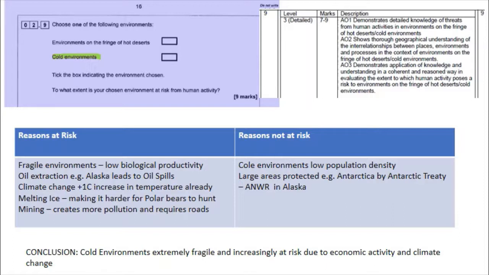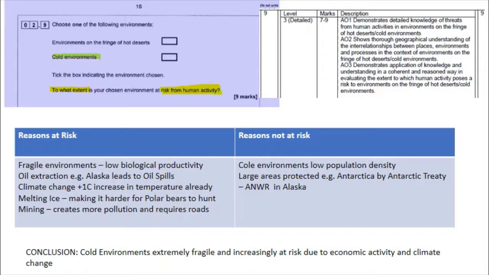And it's really important with these questions that you unpick them. So let's have a look. The first thing is the command word, to what extent? So it's asking you to say: definitely is, definitely isn't, or might be in between. Then it says your chosen environment is at risk from human activity.